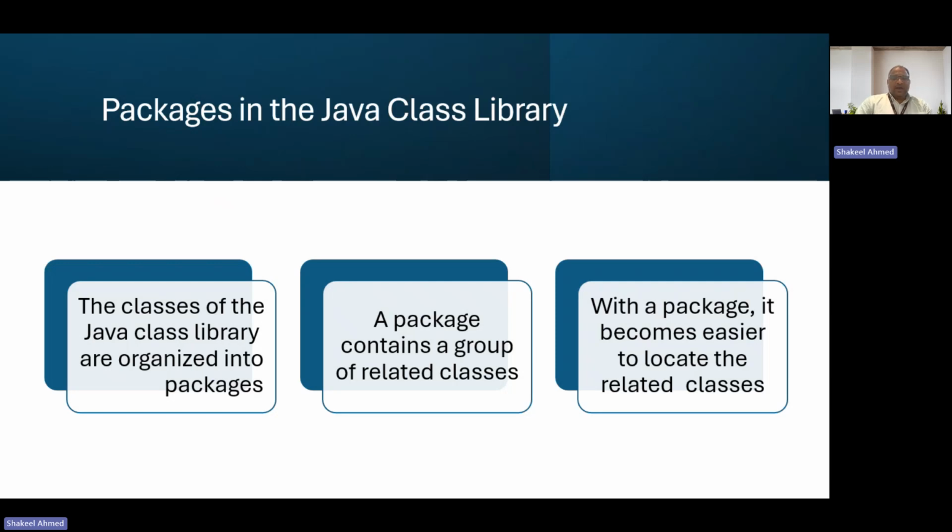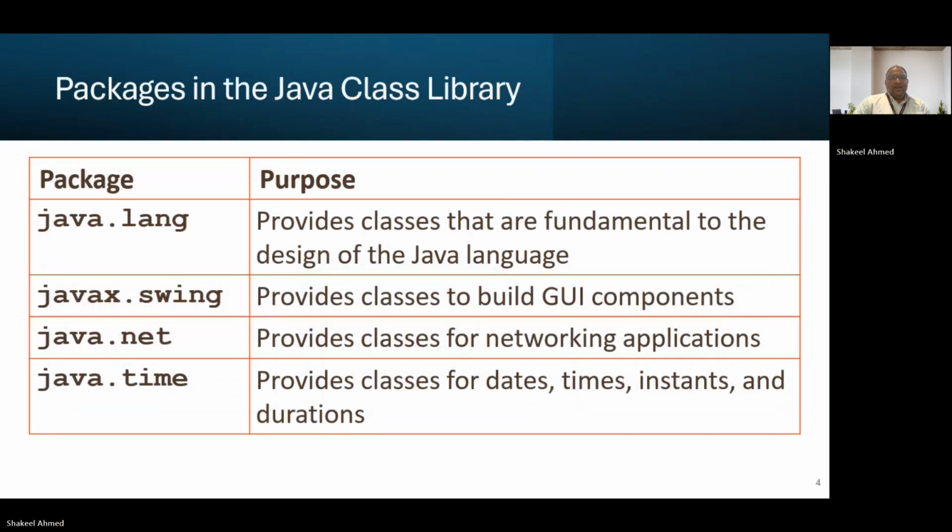There are some packages which are already built, and those packages have specific classes under their name, and we will use those. The things will get clear when we go further. For example, we have already worked on java.lang. It provides classes that are fundamental to the design of the Java language. Say System.out.println, so you are using it. This comes under the java.lang package.